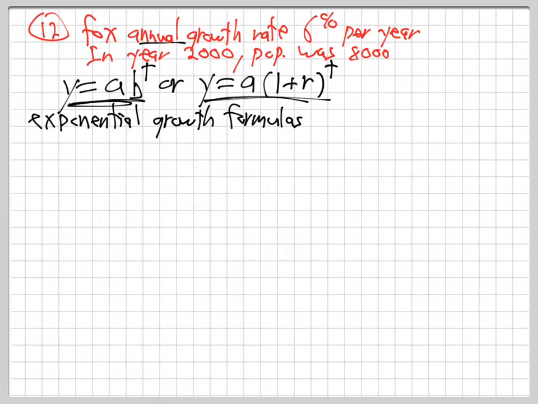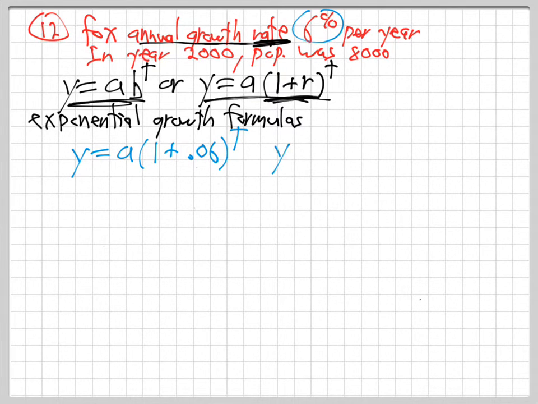So when something has an annual growth rate, if they give you the rate, then it's better to use the one that has the rate in it. So I'll use that one. And so we have y equals a times 1 plus the rate, 6%, make that a decimal, 0.06, to the t. So y equals a times 1.06, right? 1 plus 0.06 is just 1.06, to the t.